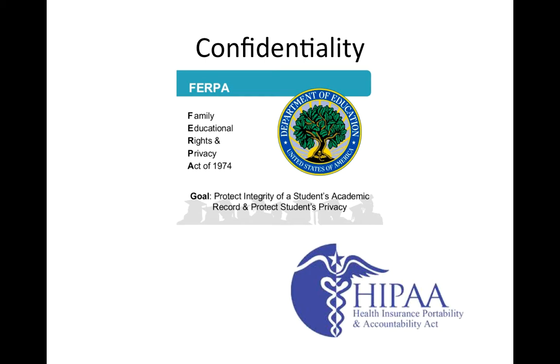Within FERPA, the parent can request copies of all their students' records, and a school district must comply with that request within 45 days. In addition, no information about a student from their education records may be shared with anyone not directly working with the student without parent consent.